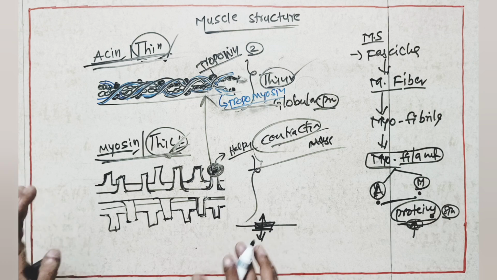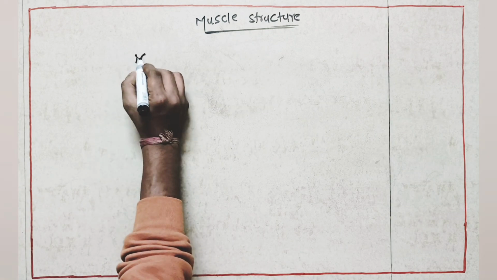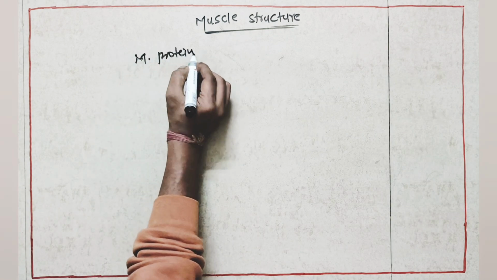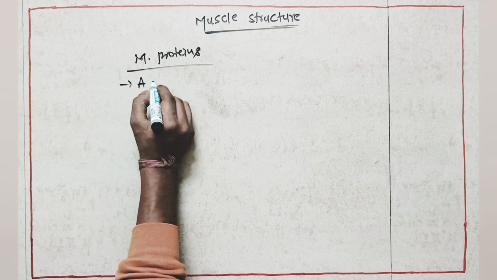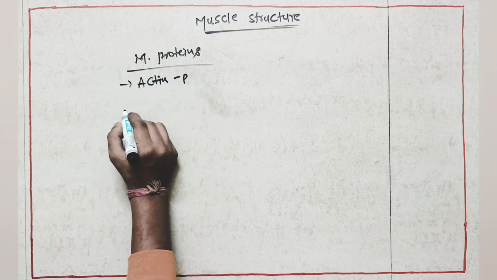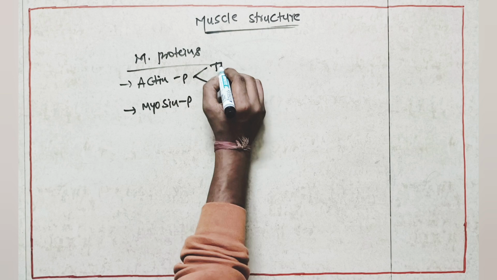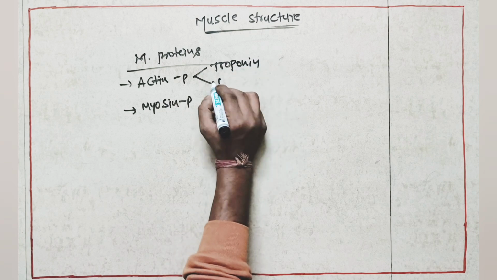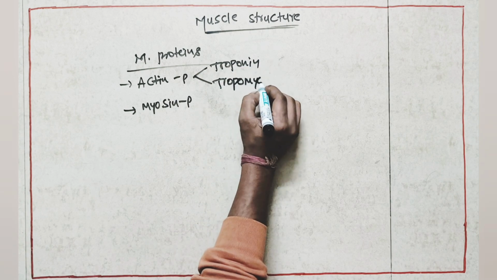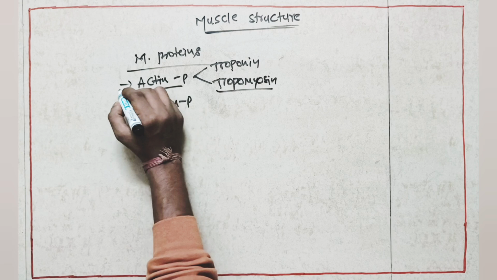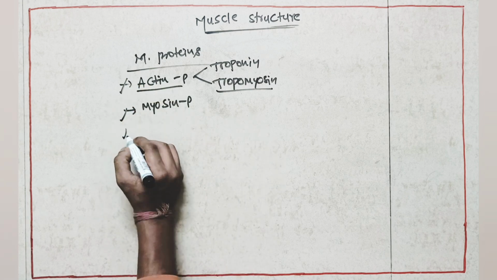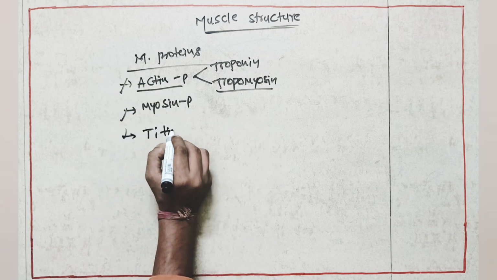So this is about muscle structure. Now the muscle proteins. Actin is a protein and myosin is a protein. In actin we see troponin and tropomyosin. These proteins are in actin and myosin, and one more protein is there. The protein's name is titin.